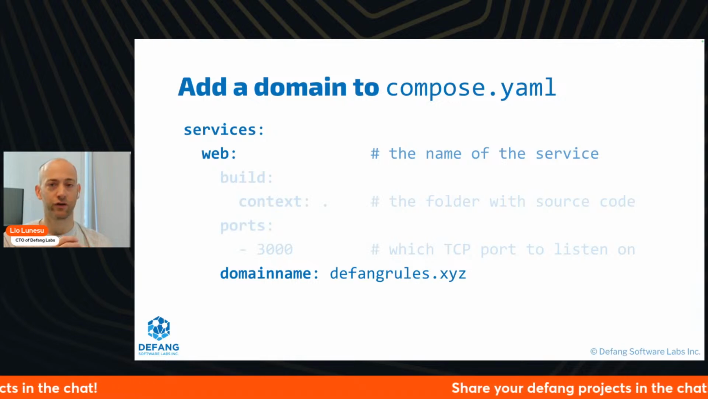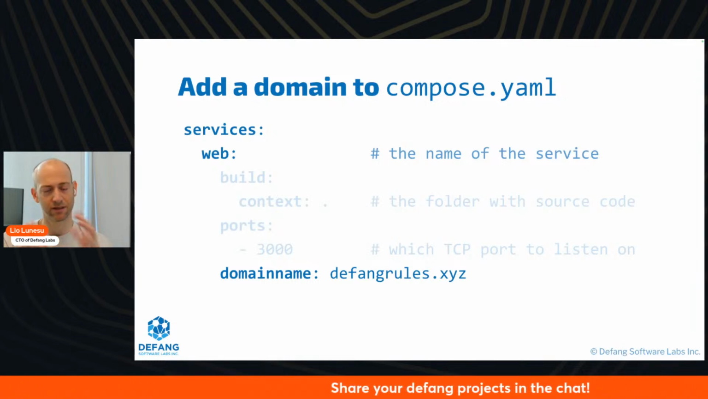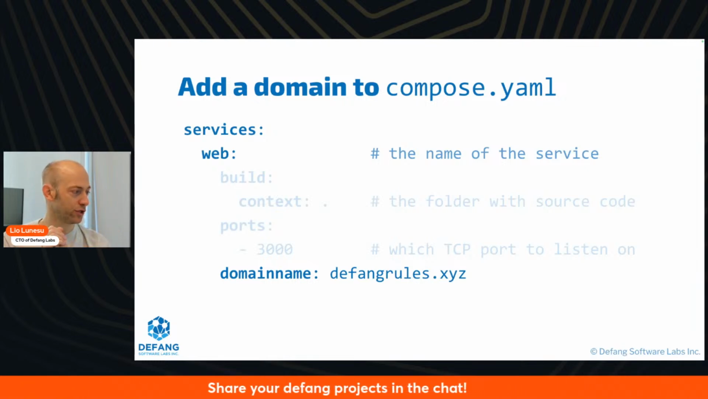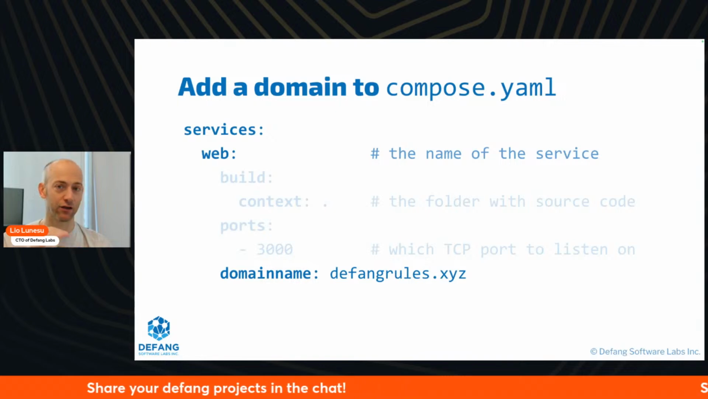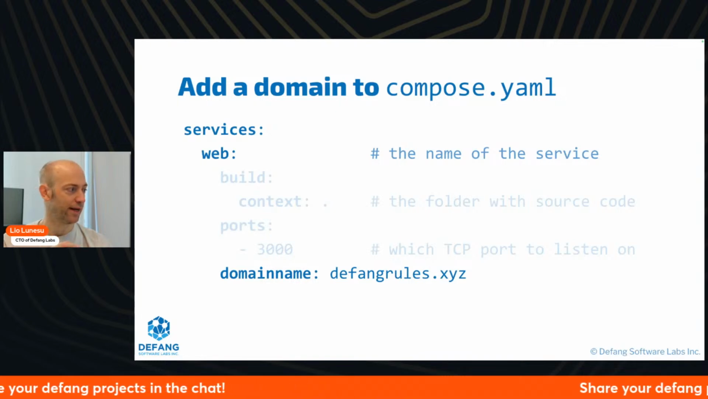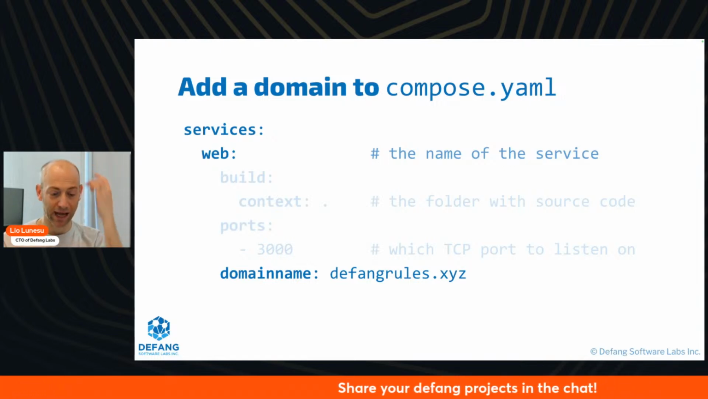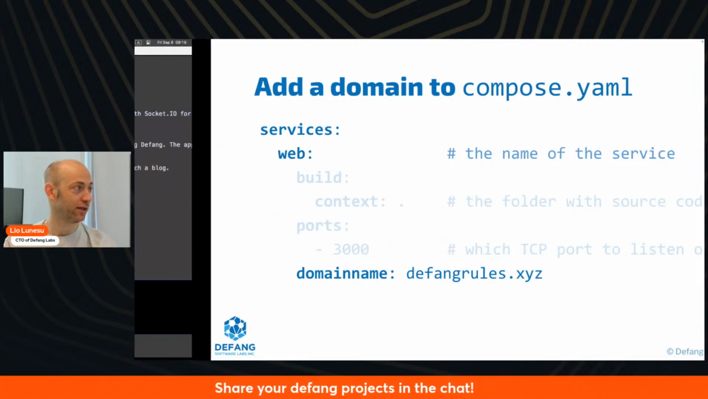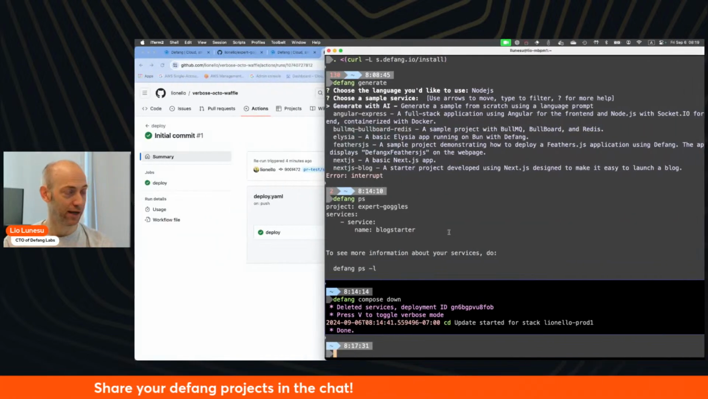The service is listening on port 3000. It's the same as yesterday, same project. But now there's one difference. We add a domain name. And you do that by adding a domain name to that service. Now I picked defangrules.xyz. But you know what? Let's actually get into it and buy a domain name.